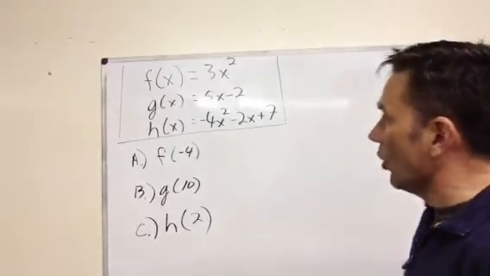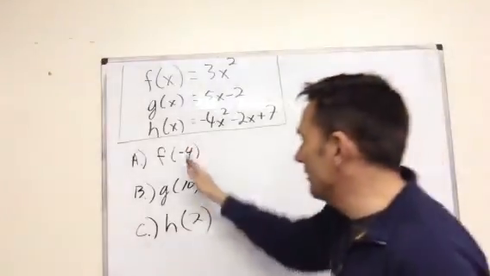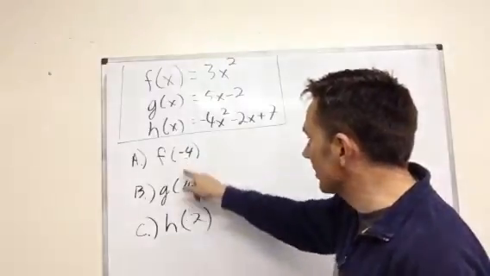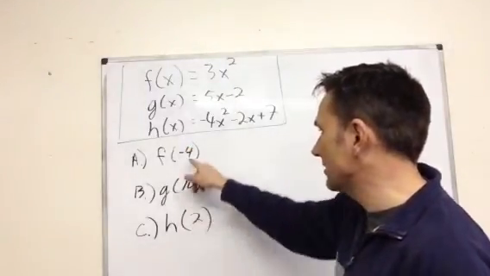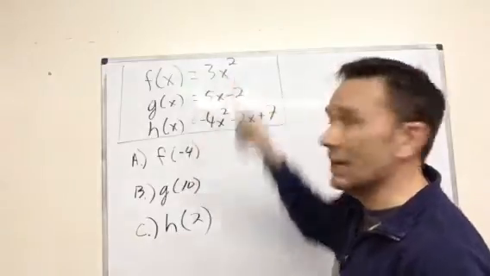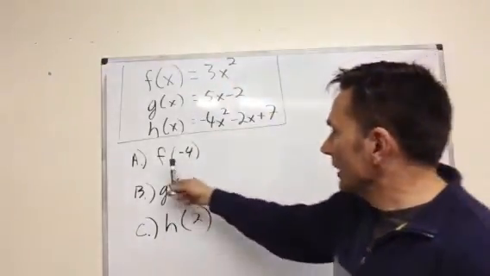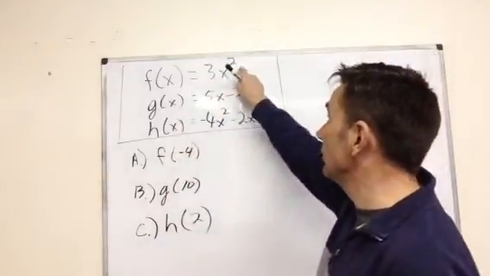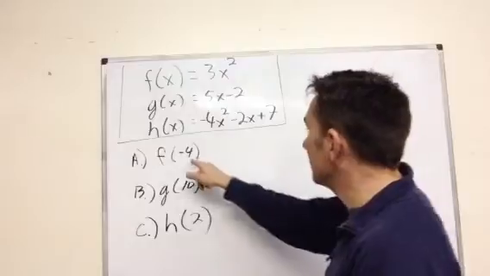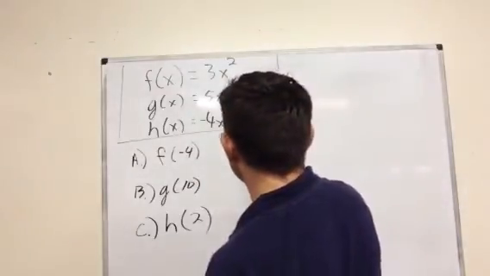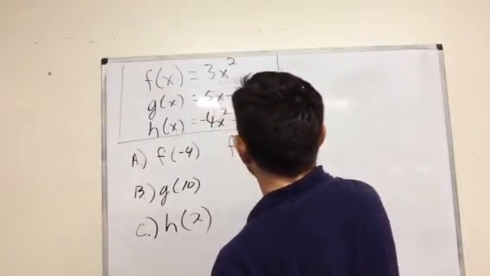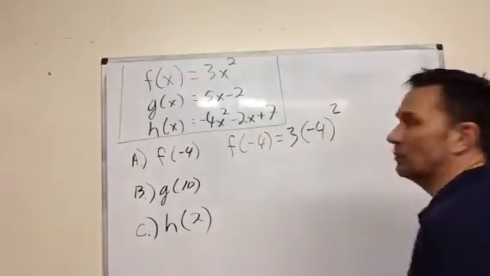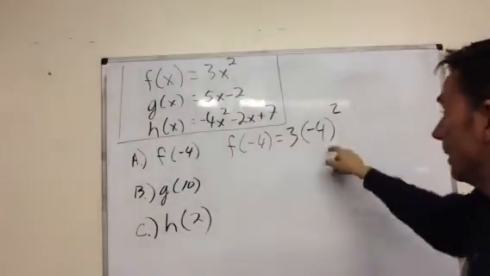Now to start with, whenever we're given certain numbers, remember from the last lesson that these are originally f of x, g of x, h of x, and these numbers substitute for the x values. In letter A, we want to take the function f of negative 4, which means we use this top equation. So I'm going to substitute the negative 4 in for the x's. f of negative 4 equals 3 parentheses negative 4, and then we square that part.